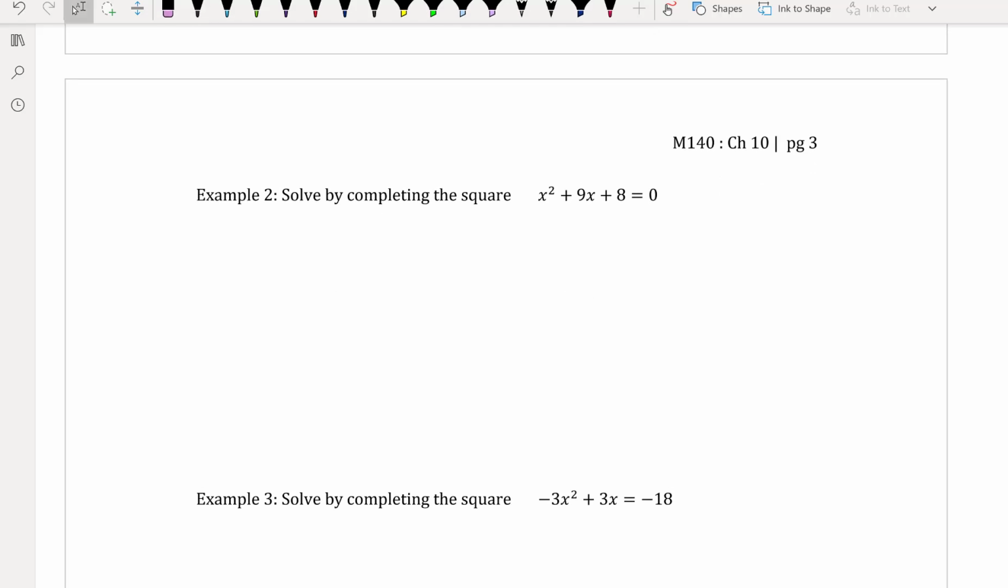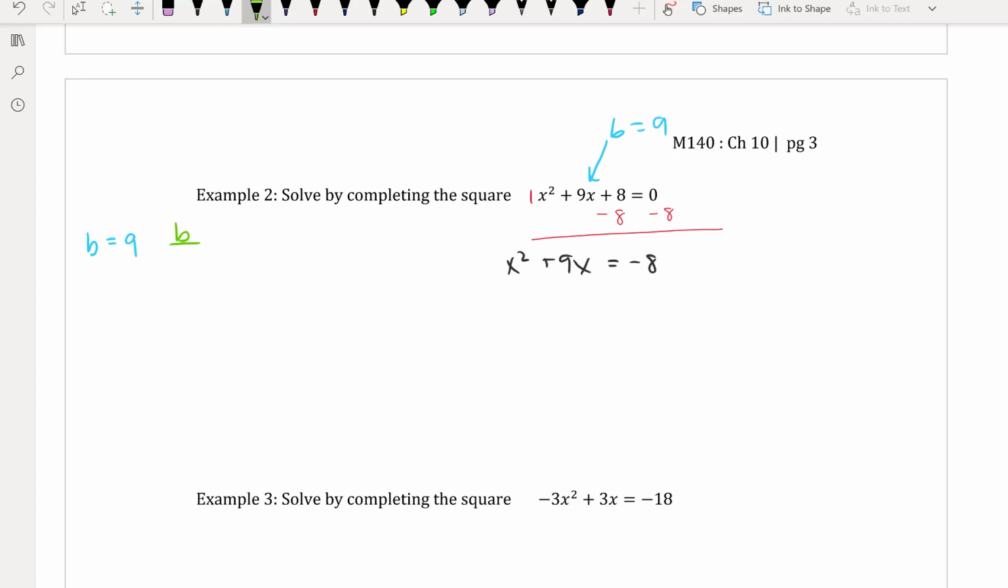So here's a second example. So I have x squared plus 9x plus 8 is equal to 0. So again, my leading coefficient here is 1, so that's good. So now I want to isolate the constant, so I'm going to subtract 8 from both sides. So now I have x squared plus 9x is equal to negative 8. And I can see my b value here is equal to 9.